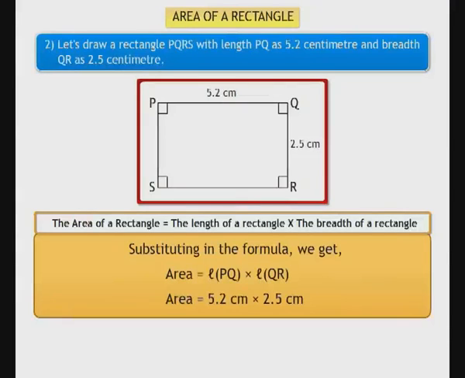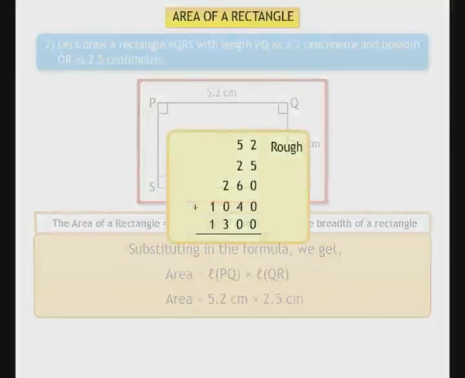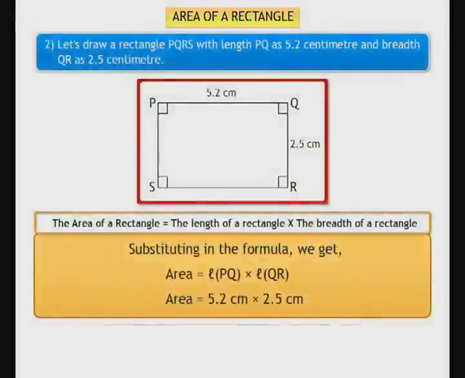Why 2 places? Because length is having 1 decimal place after the decimal point, and the same is with the measure of the breadth. Therefore, area of rectangle PQRS is equal to 13 square centimeter. Let us consider a sum in which the area of a rectangle is given, but either the breadth or the length is not given.